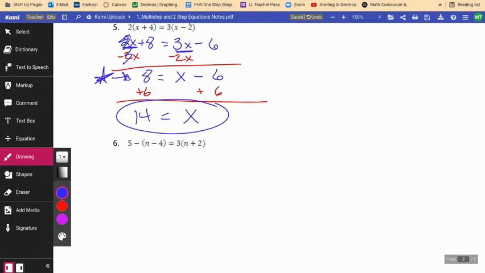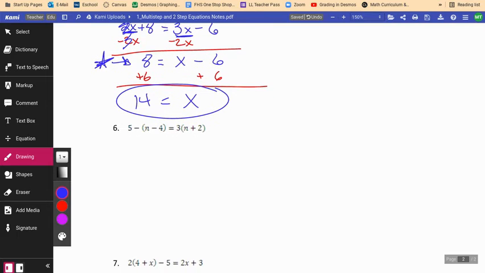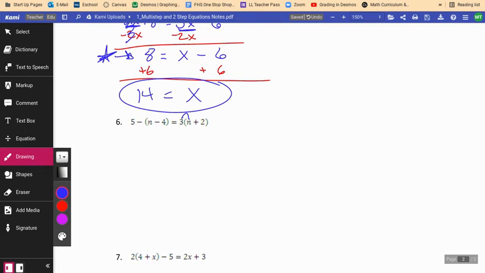And then for number 6, again, I need to distribute. The right side is easy, but this left side, this negative is like saying -1. Anytime you have a negative in front of parentheses, we're essentially distributing a -1. So this gives me 5 minus n plus 4, because -1 times negative 4 gives me a positive 4. And then the right side is 3n plus 6.